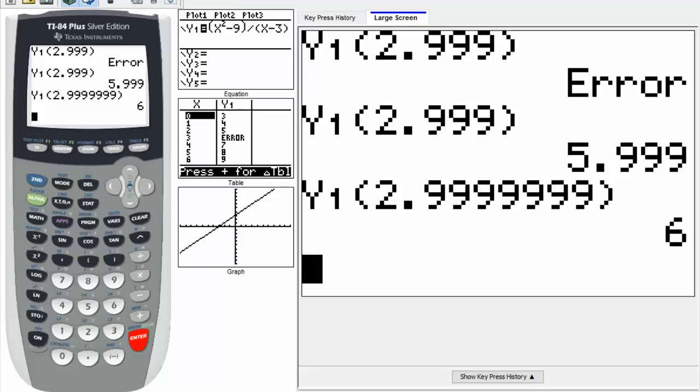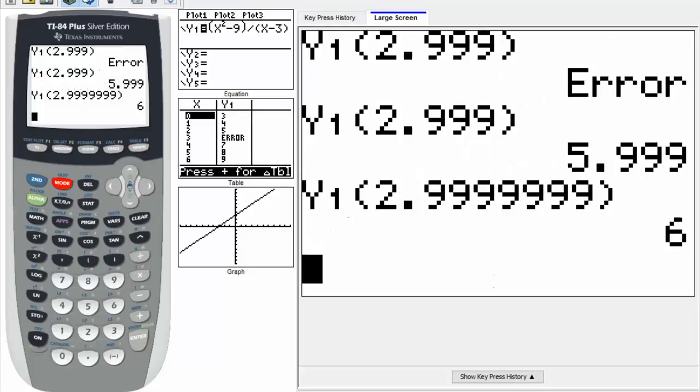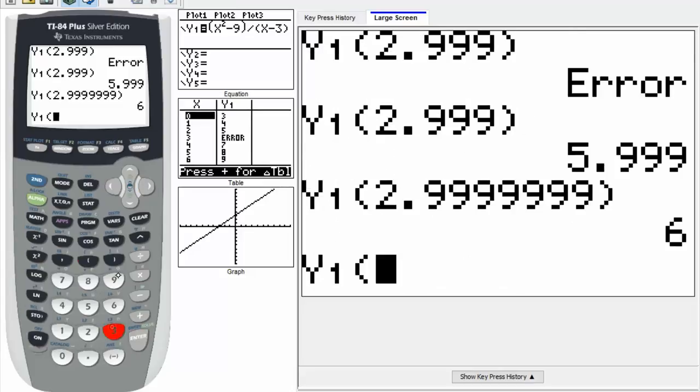Now, what's an easier way to do it, though? What do you see in the middle there? There's a table. How do I get to table? Second graph. Oh, I just hit graph, not second graph. But is that the line x plus 3? The only thing that's missing is that if I try to evaluate 3, it's going to come out with an error, right? So if I go back to this, look, watch. If I do vars, y-vars, if I try to evaluate this function at 3, what do you think is going to happen?